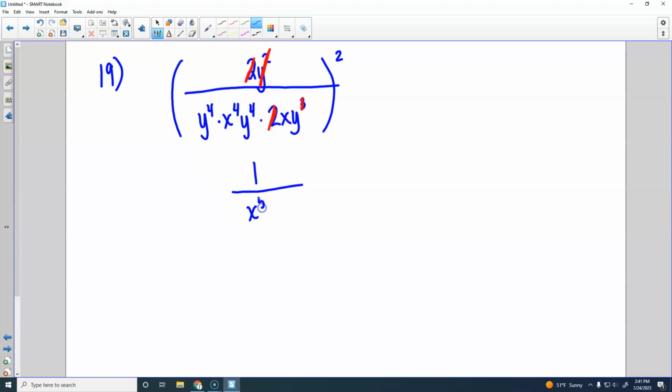X to the 5th. And then y. When I put all of those y's together, when I put their exponents together, what do I have? Y to what power? 9. So it looks like this.